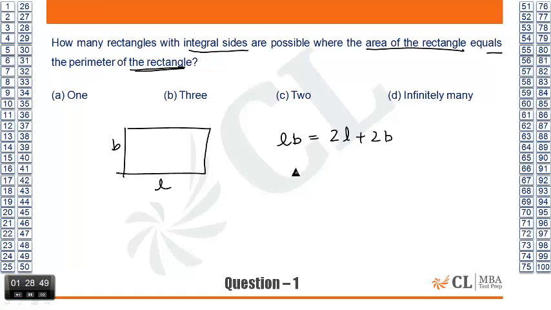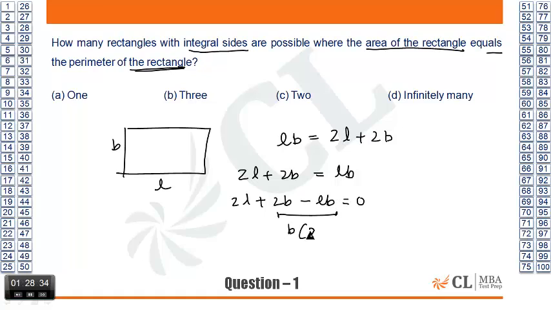So this is a Diophantine. This I can do. So what you have to do is say 2L plus 2B equals LB. So you take this to 2L plus 2B minus LB equals 0. If I take B common, B into 2 minus L equals 0. So I need to have a 2 minus L. I have a 2L. So I can say minus 4. Okay, so plus minus 4. So I have to add minus 4 here. So then I can take minus 2 common.